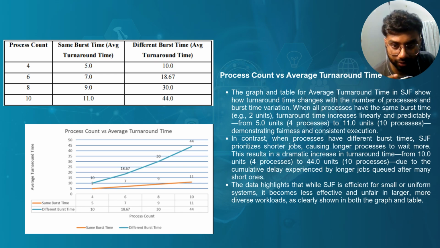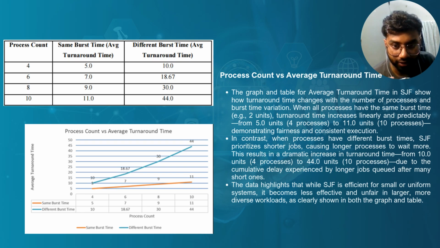Okay, same as the previous data. This one is the process count versus the average turnaround time. Same as before, there are four types of processes. For the same burst time, the average turnaround time is 5, 7, 9, 11. Then for different burst time, the average turnaround time is 10, 18.67, 30, and 44. So the average turnaround time is directly proportional to the process count in this graph as well.